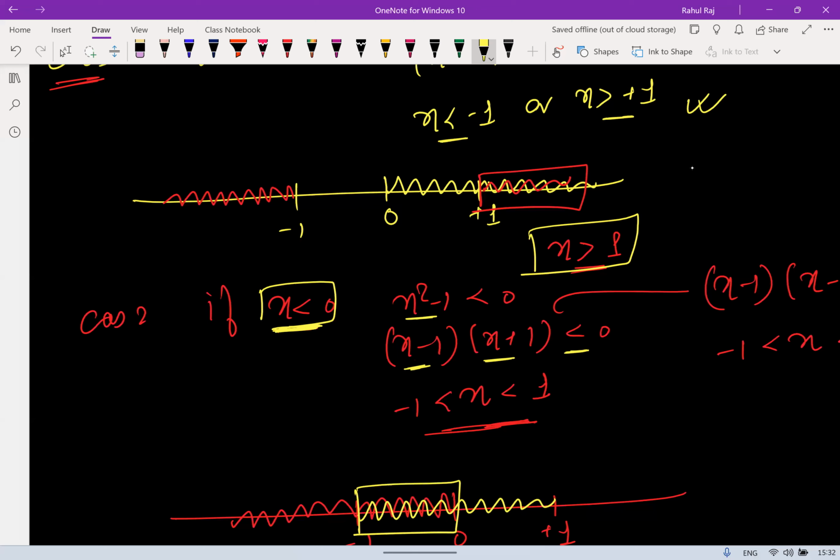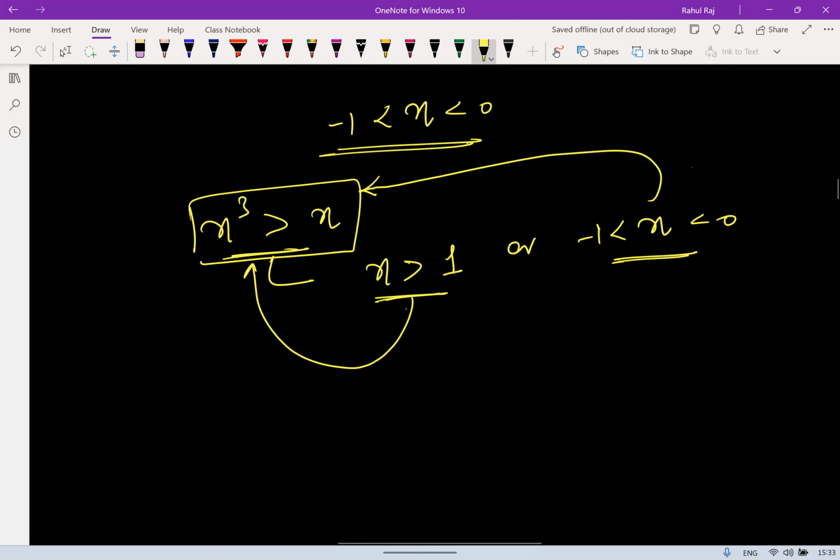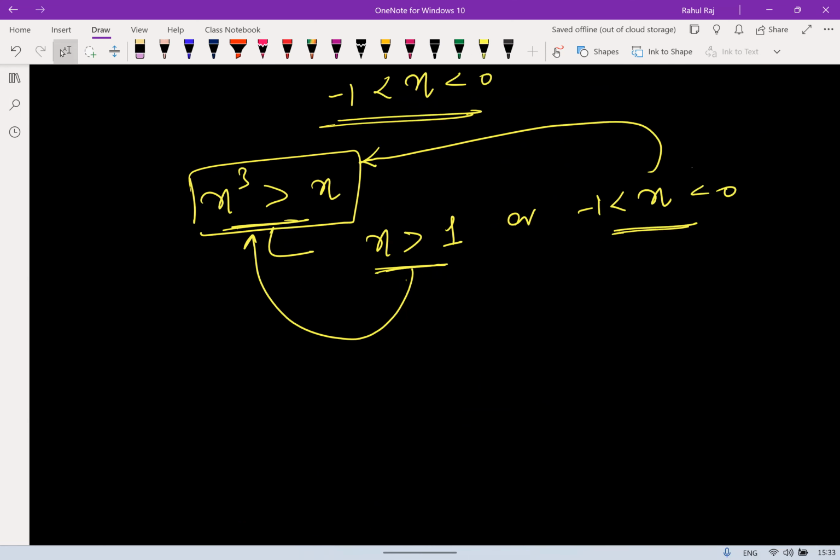And (x minus 1) into (x plus 1) less than 0 means what, Giri? Can I say x lies between negative 1 and 1? Okay. That's all. Clear? Am I right, Giri? Any problem?